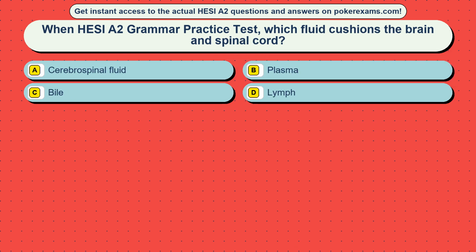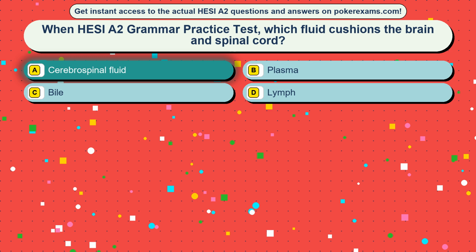Question 29. When HESI A2 grammar practice test, which fluid cushions the brain and spinal cord? Option A, cerebrospinal fluid. Option B, plasma. Option C, bile. Option D, lymph. The correct answer is option A, cerebrospinal fluid.